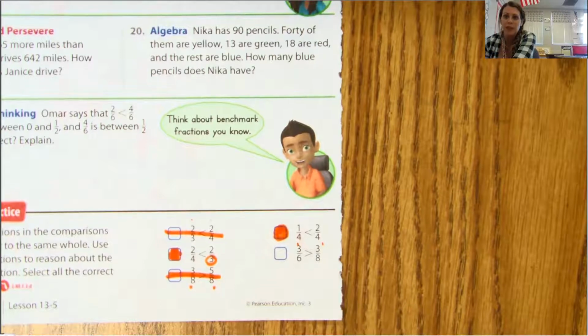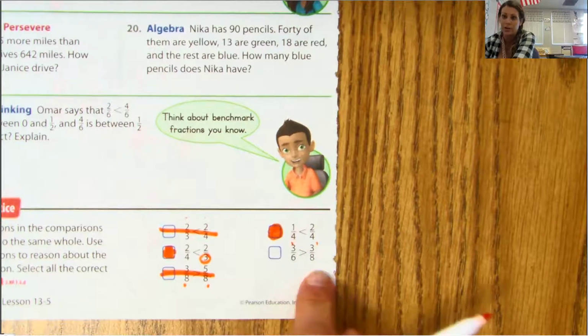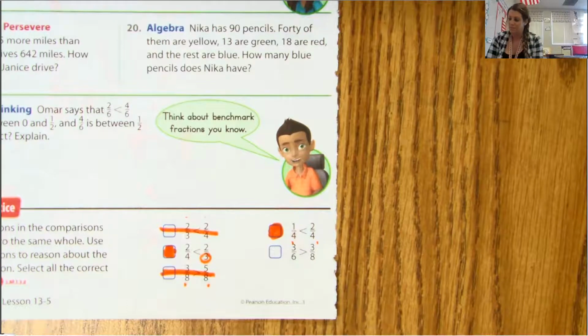What about 3/6 and 3/8? Do you think that's correct? Is 3/6 greater than 3/8? Well, we can do our trick, or we can use our fraction strips. You pick which one you think works best for you, and you decide. Would that be correct? Well, let's check both strategies.